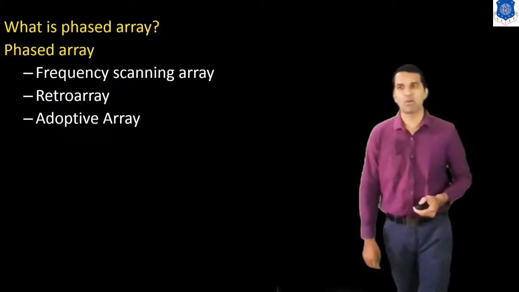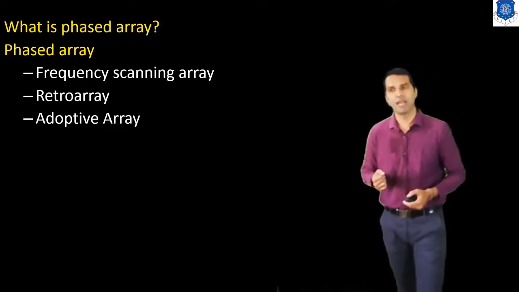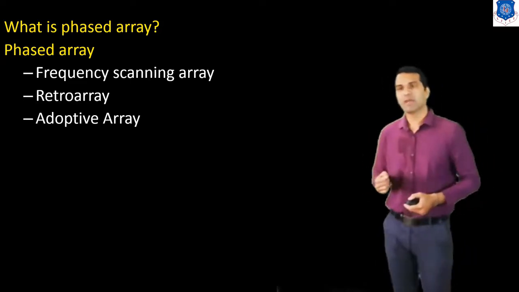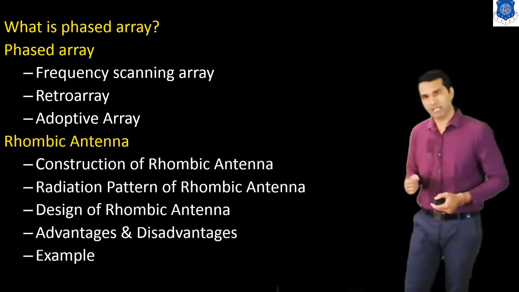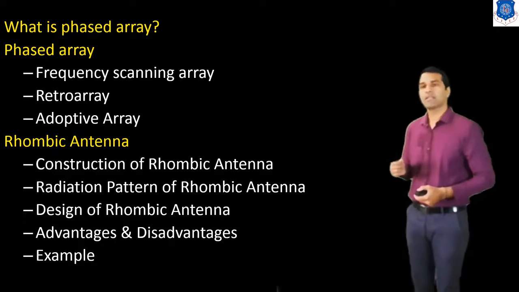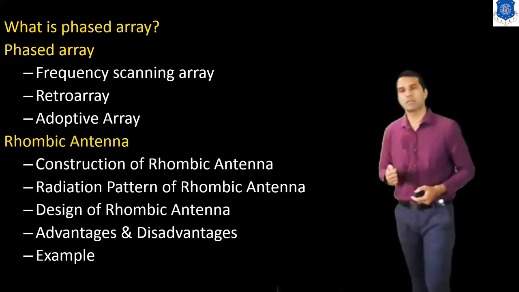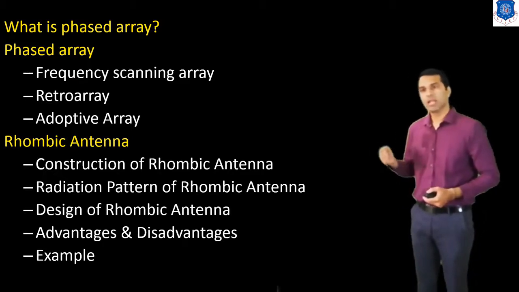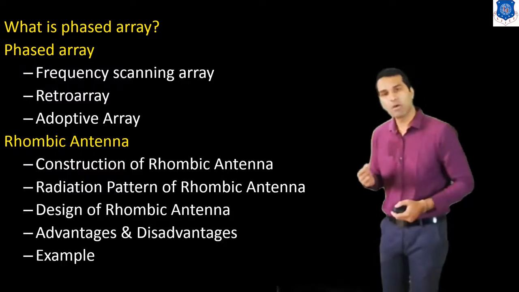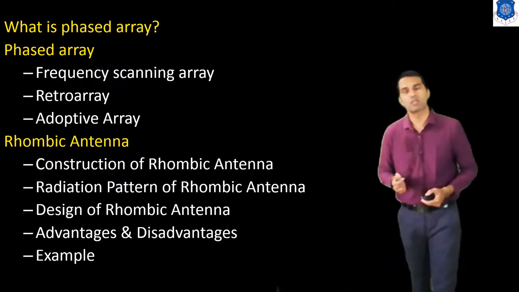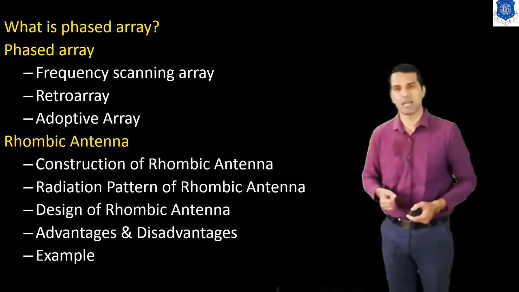First we discuss what the phase array is. Then we discuss the frequency scanning array, retro array, and adaptive array. Then we discuss the rhombic antenna: its construction, its radiation pattern, and its design. Then we discuss the advantages and disadvantages of the rhombic antenna. And last, we calculate one example of the rhombic antenna.